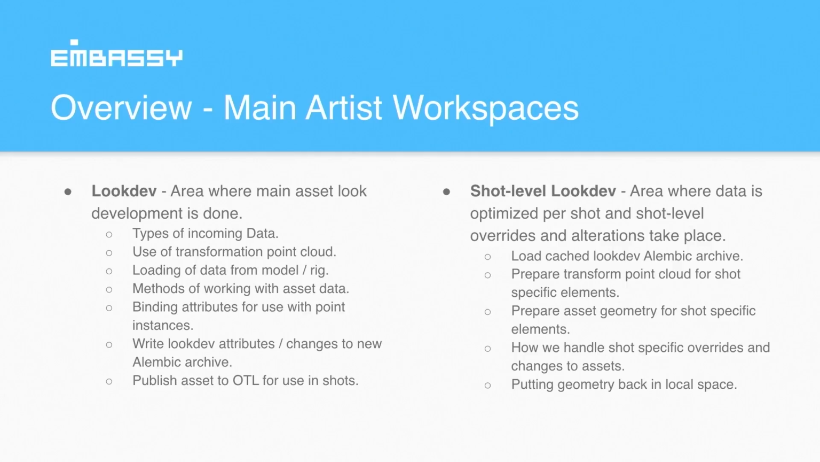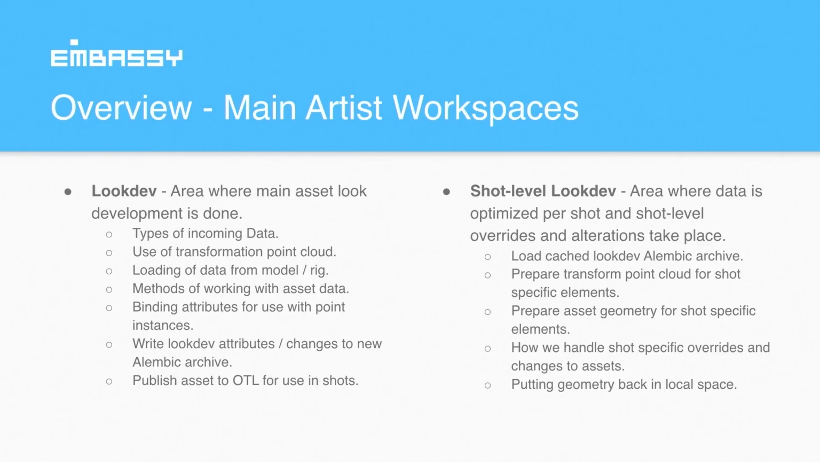So the look dev areas, the main asset look dev is done. I'm going to go over the types of incoming data, the use of the transformation point cloud that is being generated from the Alembic from Maya, loading of data from the model and rig, methods of working with the asset data. We then bind the attributes from the point cloud onto each geometry piece that's instanced around. We write the look dev attributes and changes to a new Alembic archive, and then publish the asset to an OTL for use within the shots.